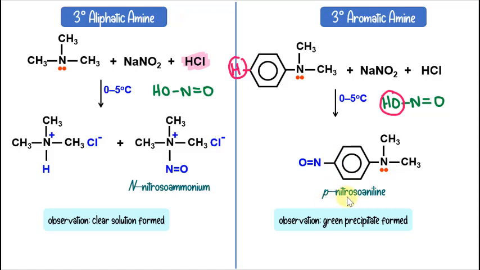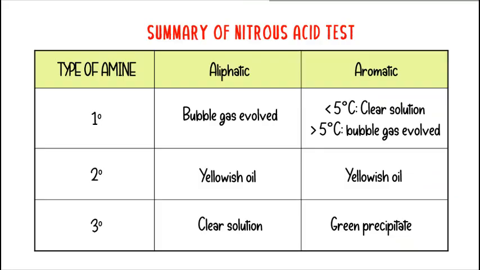So this one is para nitroso aniline. Okay, para nitroso aniline. So the observation that we will get is a green precipitate forms. Okay, so when the nitroso compound attaches at the para position of the benzene, we will obtain a green precipitate.